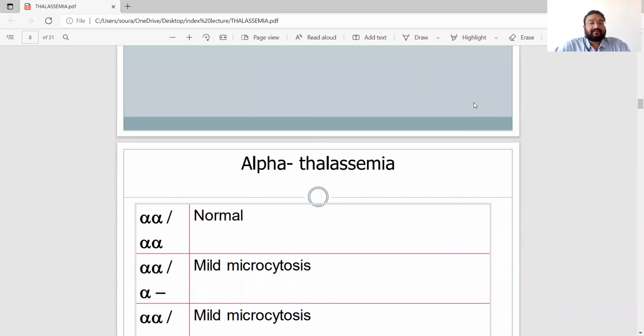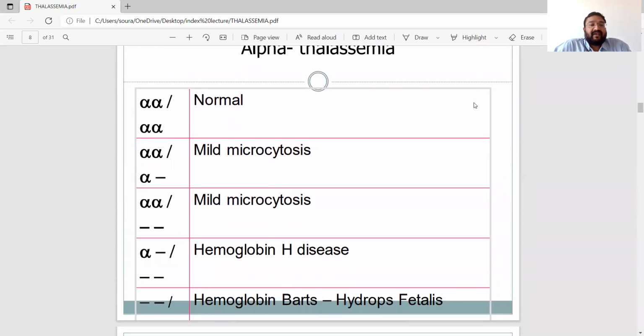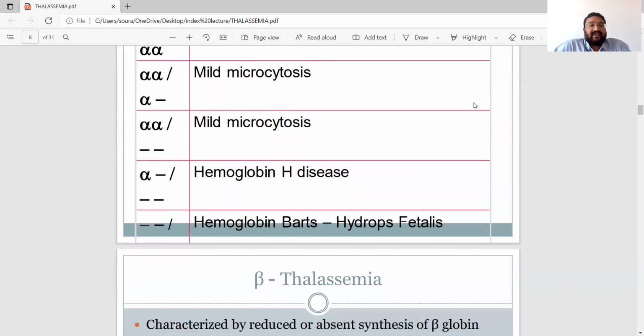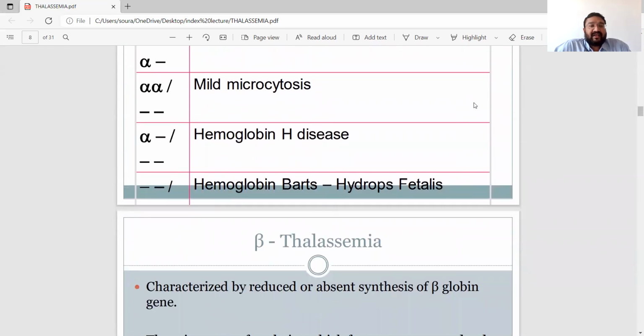Now, alpha thalassemia: in this, the alpha globin chain synthesis is affected due to a defect in the alpha globin gene. When one alpha globin gene is affected, the individual will have only mild microcytosis and no other complaints. When two alpha globin genes are affected, the patient will again have mild microcytosis. When three alpha globin genes are affected, the patient will have hemoglobin H disease. And when all four alpha globin genes are affected, the newborn will have hemoglobin Bart's or hydrops fetalis, and this is incompatible with life.